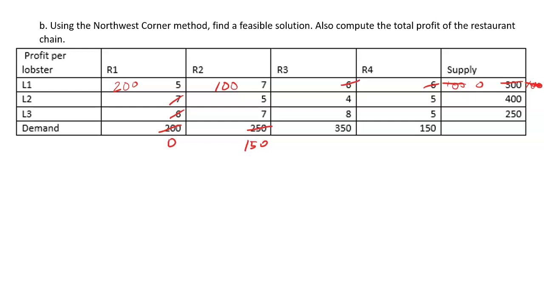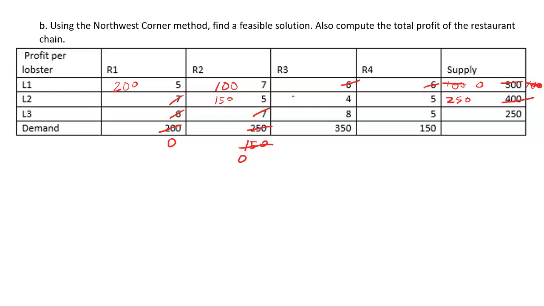Okay. Now the remaining rectangle is here. The northwest corner is this one, and you use 150. You give all it can demand. It demands 150, so meet the demand, and that will leave you with 250 here, and that's going to delete this. Now this is left.